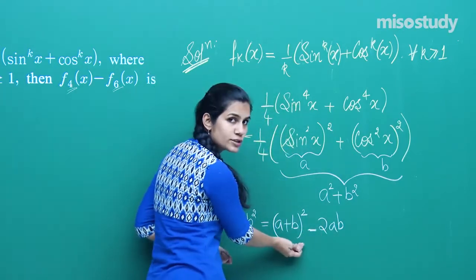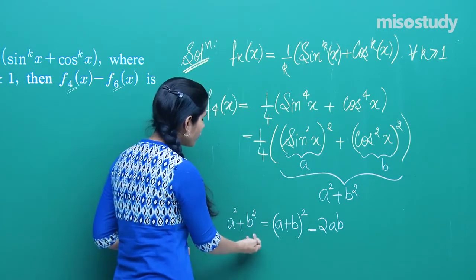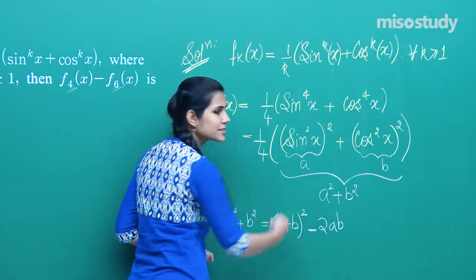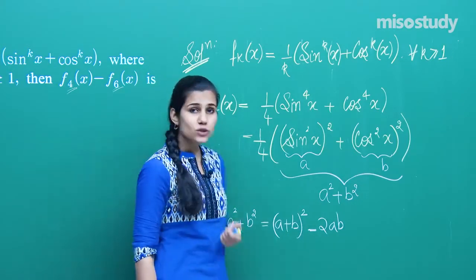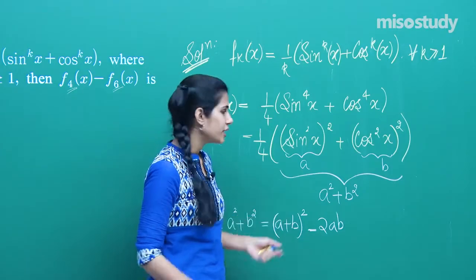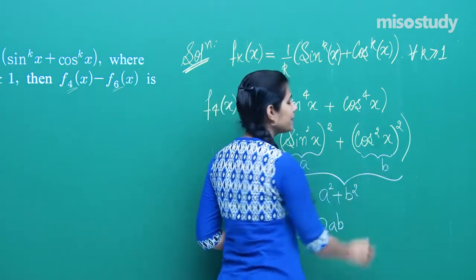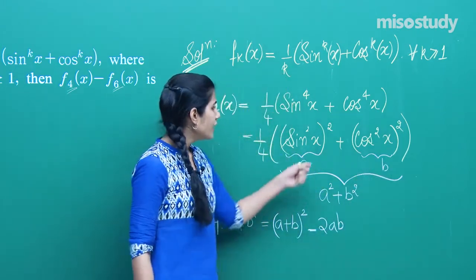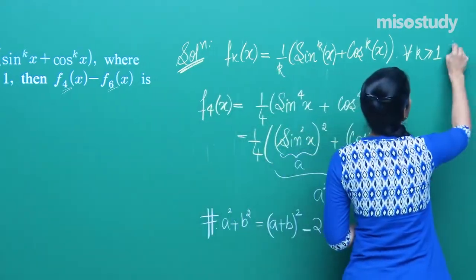Because (A plus B) whole square is A square plus B square plus twice of AB, therefore A square plus B square comes out to be this, happening to be one of your identities you must be very well aware about. This is what I am going to use over here. My A is nothing but sine square x, B is nothing but cos square x, and therefore A square plus B square happens to be what?